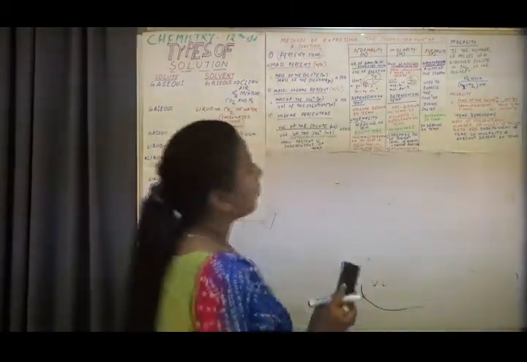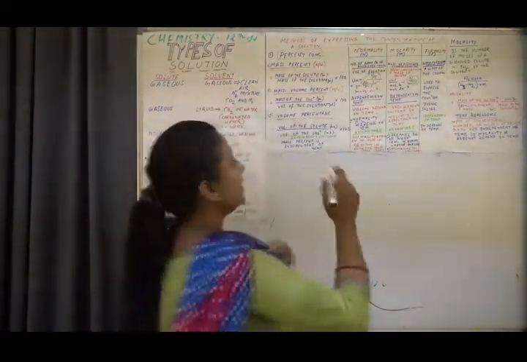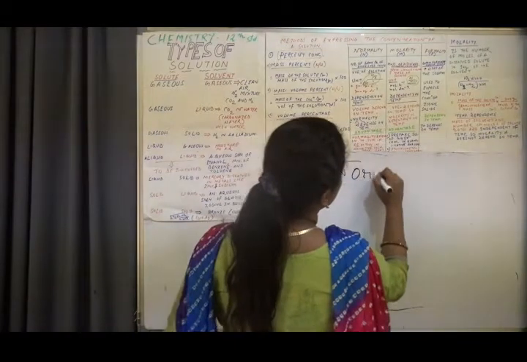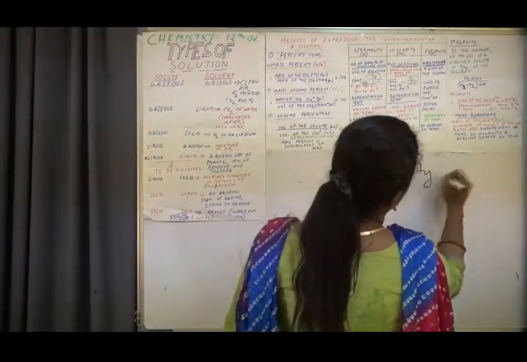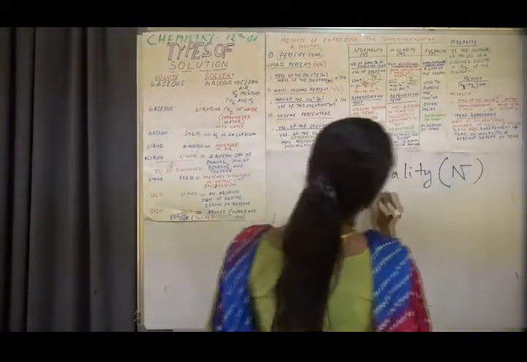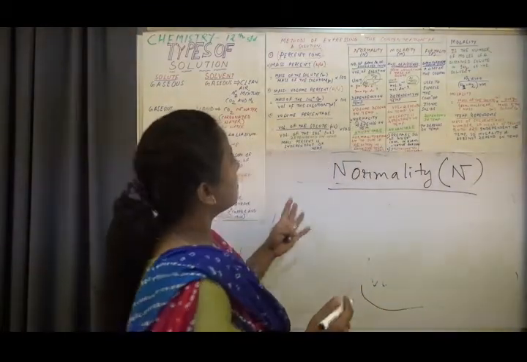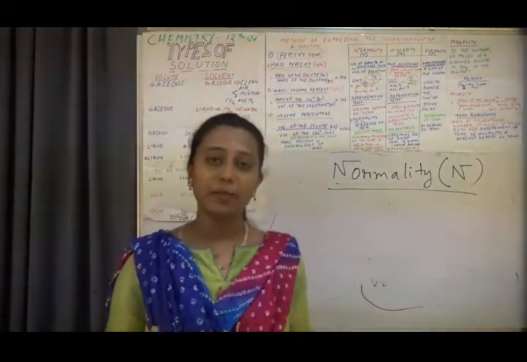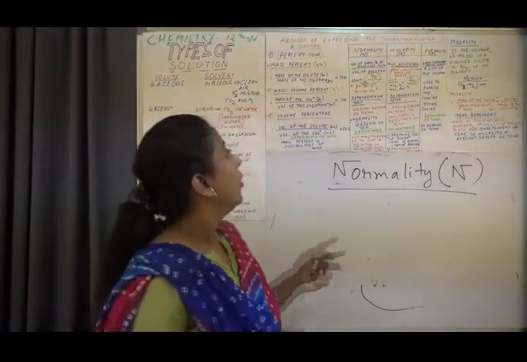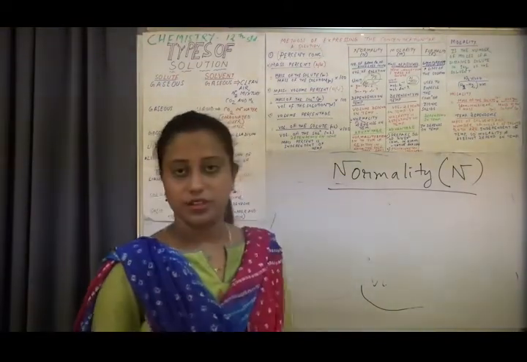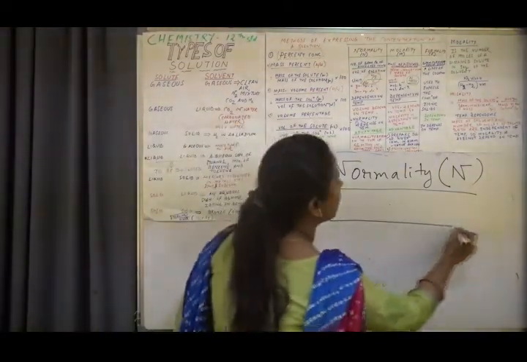What happens in normality? What do you mean by normality? This is a new term. It is denoted by capital N. Normality means the number of gram equivalents dissolved in 1 liter of a solution. That is the number of gram equivalents.